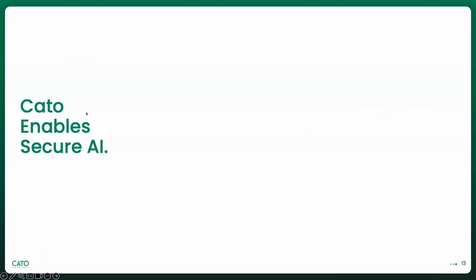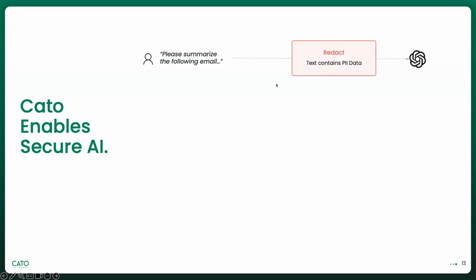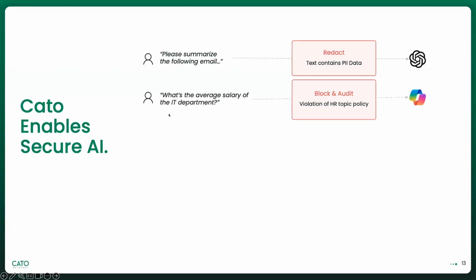All right. Before we wrap up for today, I just want to remind us of a few key use cases that we can keep in our back pocket to think about what we want to do when we want to secure AI interactions and when we want to enable safe AI usage. In this case, we have a user trying to summarize an email, but the email contains PII. So what we can do is redact the PII data before it gets to the LLM.